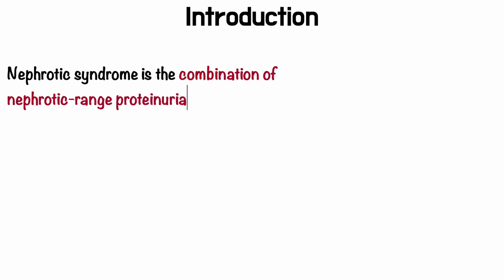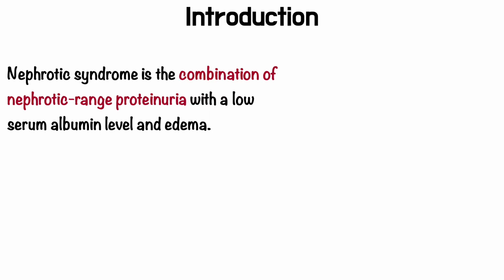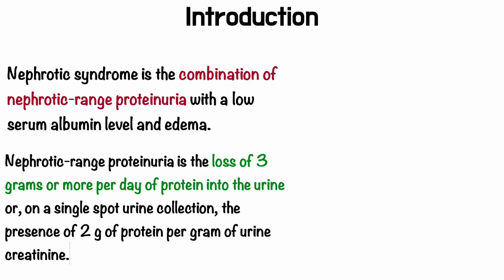So nephrotic syndrome is the combination of nephrotic range proteinuria with a low serum albumin level and edema. So what is actually nephrotic range proteinuria? It is the loss of 3 grams or more per day of protein into the urine, that is, in a 24-hour urine volume collection there should be more than 3 grams of protein.